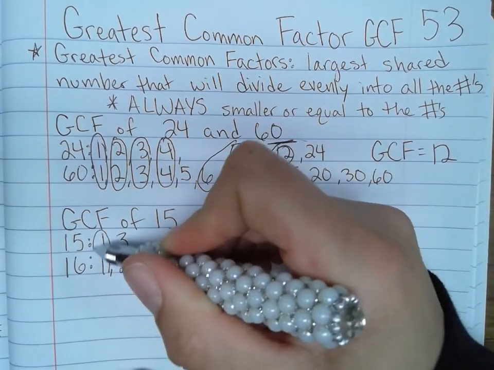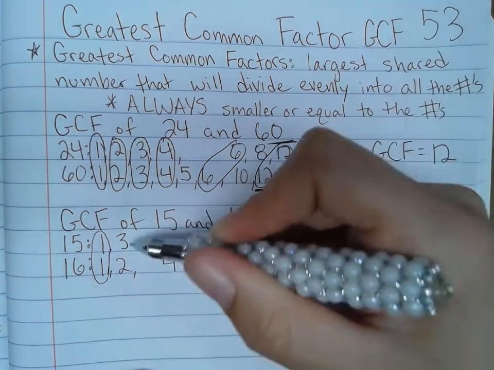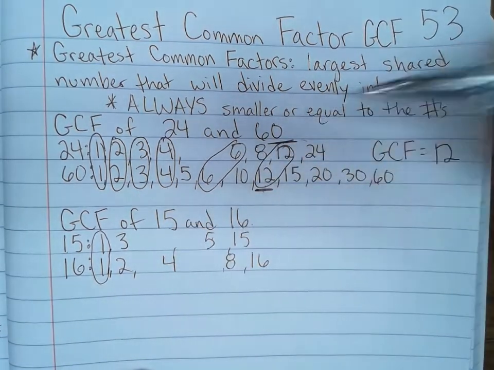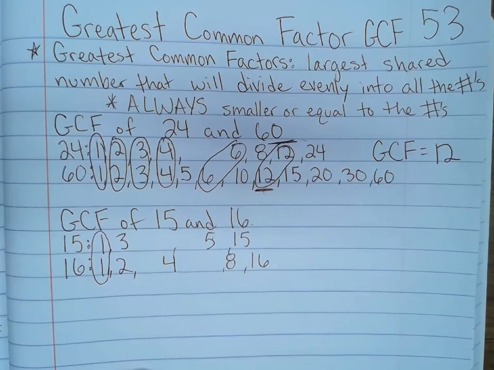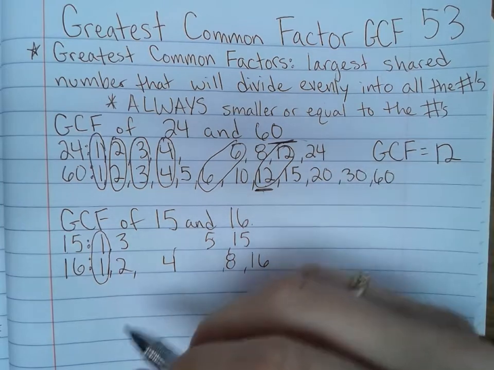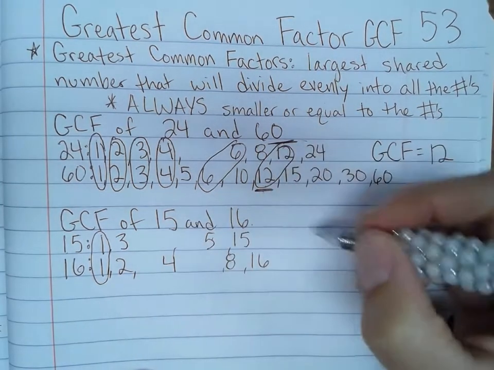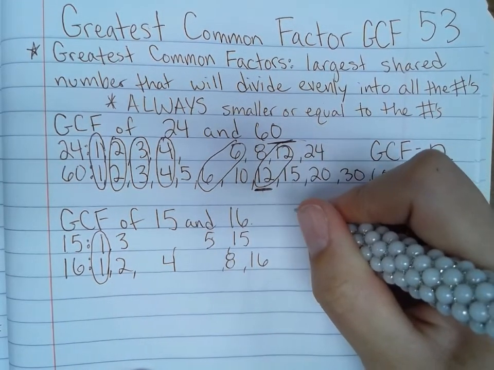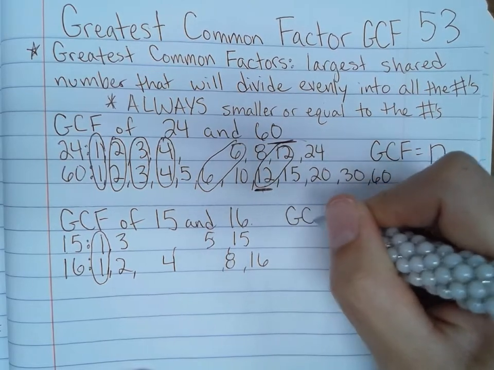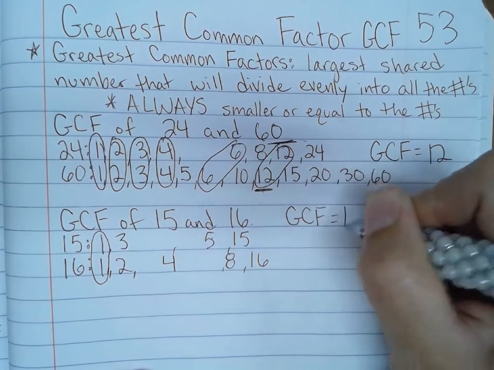We have 1. No, nothing else. Okay, the reason I picked these two numbers, sometimes the greatest number that will go into both numbers is 1. There's always a greatest common factor. But if you can't find anything else, it's going to be 1. So the greatest common factor of these two numbers is 1.